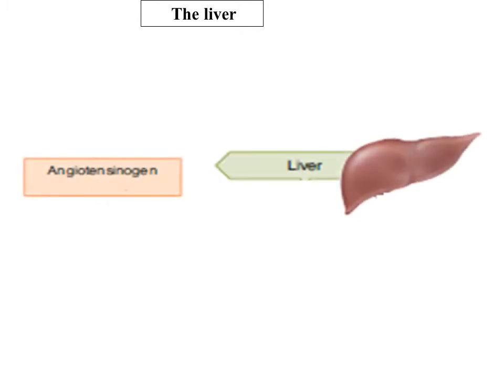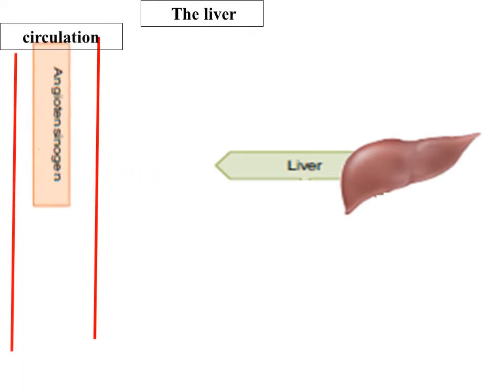Let's go to the other country, which is the liver. The other organ is the liver. The liver produces a protein called angiotensinogen. Angiotensinogen in the circulation is converted by the effect of renin into angiotensin 1. So renin enzymatically converts angiotensinogen into angiotensin 1 in the circulation. Angiotensinogen is produced by the liver.